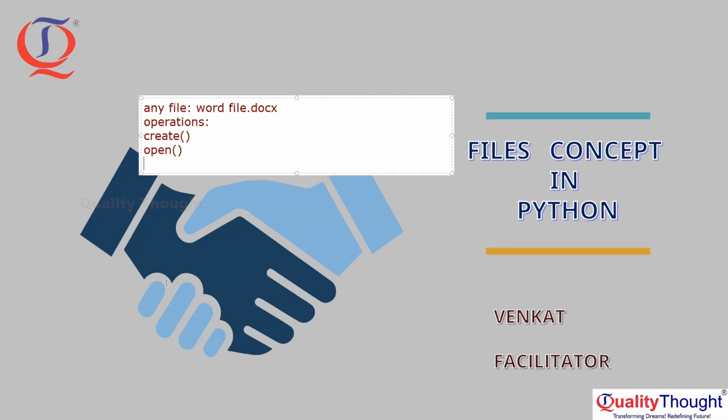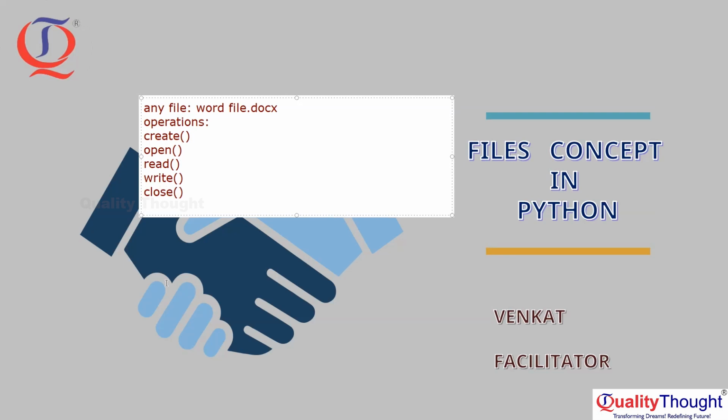These are the operations. Once it is open, if you want to read, you can read. If you want to write, you can write. If you want to close, you can close the file. If you want to delete, you can remove. If you want to rename the file, you can rename. Now you tell me, guys, anyone, other than these operations, will you perform any other operations on any file in a computer? Creating a file, opening a file, reading a file, writing a file, closing a file, remove, rename.